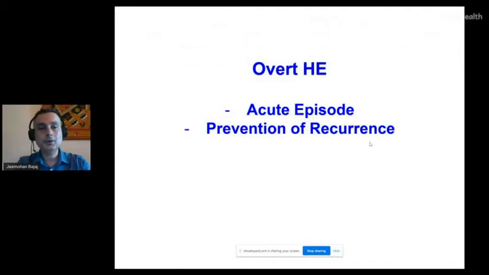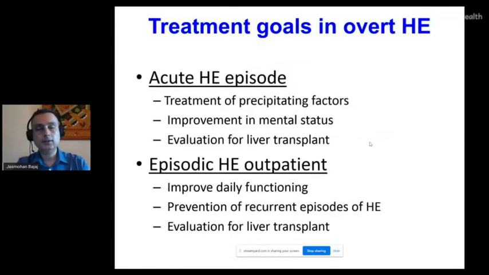So we know about the acute episode and prevention of recurrence. These are the things that we need to figure out in overt hepatic encephalopathy. So what are the treatment goals? In acute encephalopathy, as I've talked about, we need to treat the precipitating factors, and we need to actually note those precipitating factors in context of what happened before. We also need to make sure that the patient's mental status is improved. And of course, since this is hepatic encephalopathy, evaluate them for liver transplant. Episodic encephalopathy is an outpatient issue. You actually want to improve daily functioning, prevent the recurrent episodes, which is the focus of this talk, and evaluate for liver transplantation again. These are all critical things.